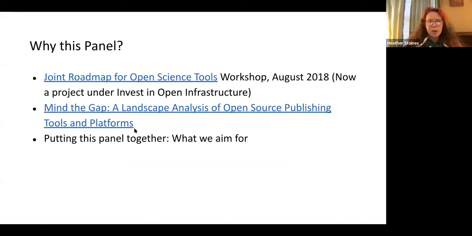So we wanted to give just a brief background on why this panel and why this session. A little more than 3 years ago, I was fortunate to participate in a workshop called the Joint Roadmap for Open Science Tools. I was working for an open source annotation technology called Hypothesis at the time, and we thought it would be wonderful to bring together as many open source tool creators and open source platforms as we could for a brainstorming session out in Berkeley, California over the course of 2 days. The Joint Roadmap for Open Science Tools continues under the auspices of Invest in Open Infrastructure.